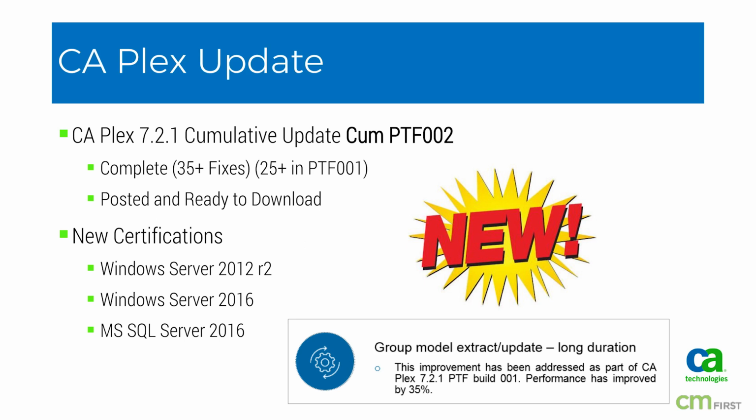So for the CA Plex customers out there, please be aware that the 7.2.1 cumulative update, or PTF 002, is out there. It was announced in the community on November 30th. We have done a lot of work in Plex over the past year, in 2017, with PTF 001, which had 25 plus fixes in it.